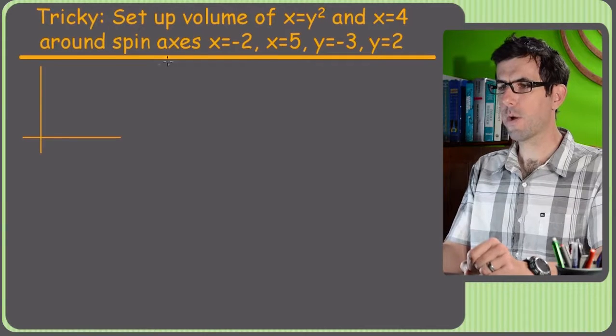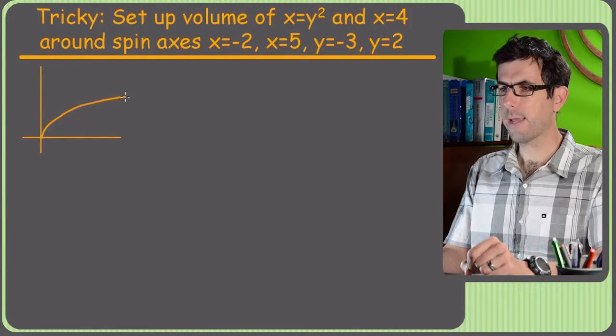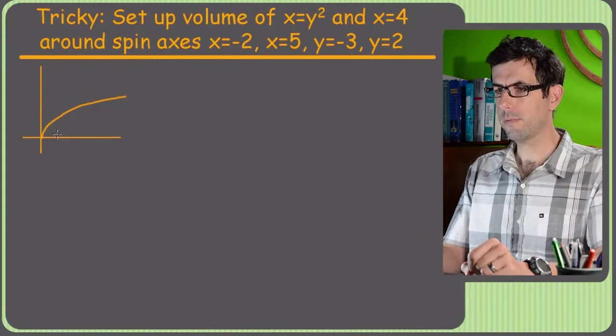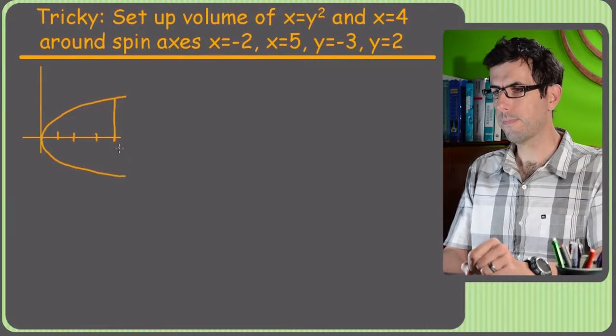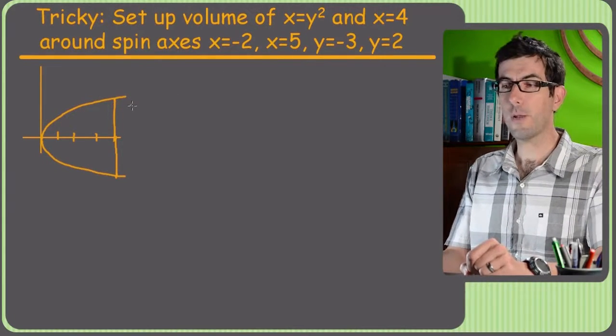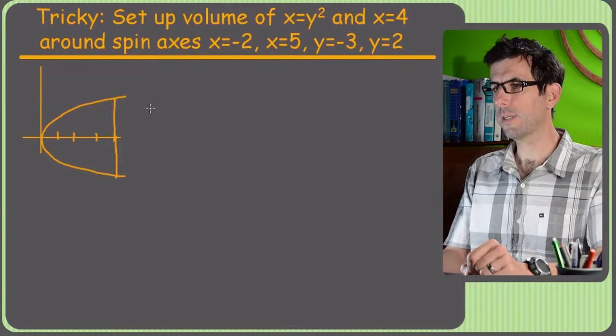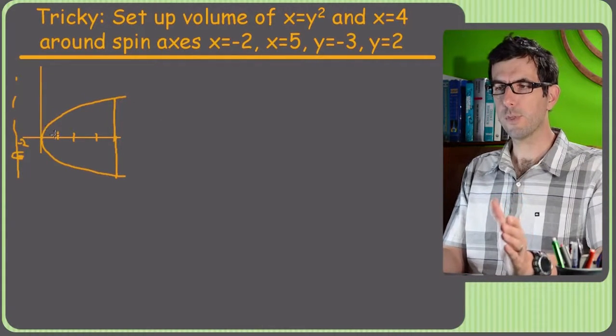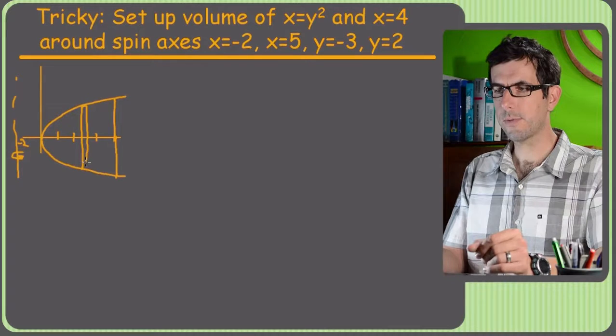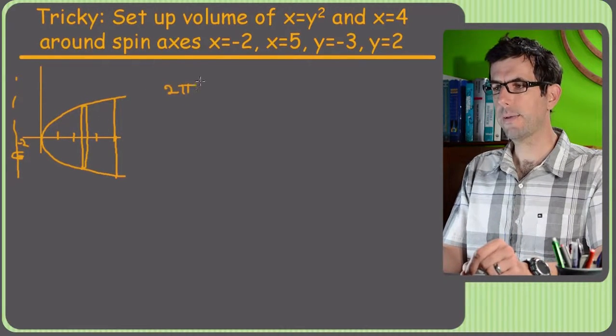So the volume of x equals y squared, that's just that guy again, and x equals 4. Let's see, so this is going to go down here, because x equals y squared is that whole parabola, not just the top half. So our region is this entire end of a parabola. And spin axis x equals negative 2 for the first one. When x equals negative 2, that's a vertical spin axis, so I'm going to have vertical rectangles. So that's a dx problem. So I'll have 2 pi, and x goes from 0 to 4 for this region.